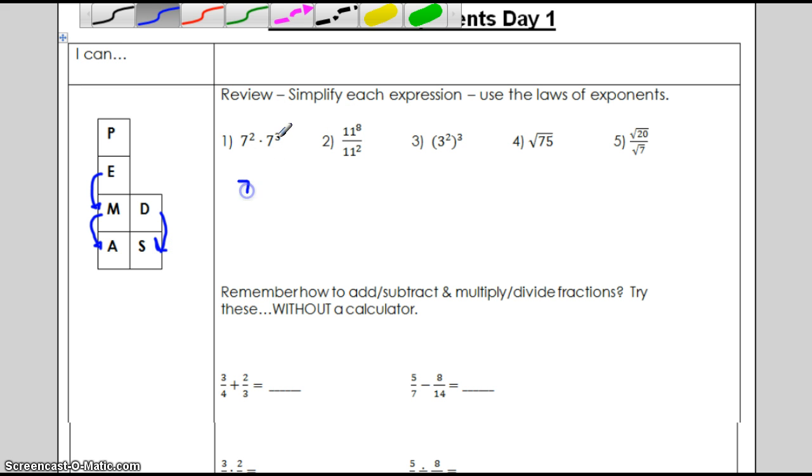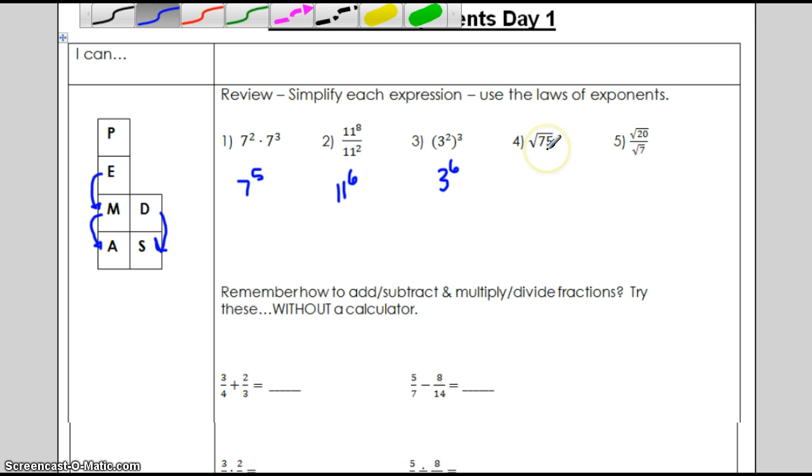So here we keep the same base, we add the exponents. Here we have the same base, so we subtract the exponents. Here, power to a power, we have the exponents, so that means we multiply. So exponents multiply. So 3 to the 6th.